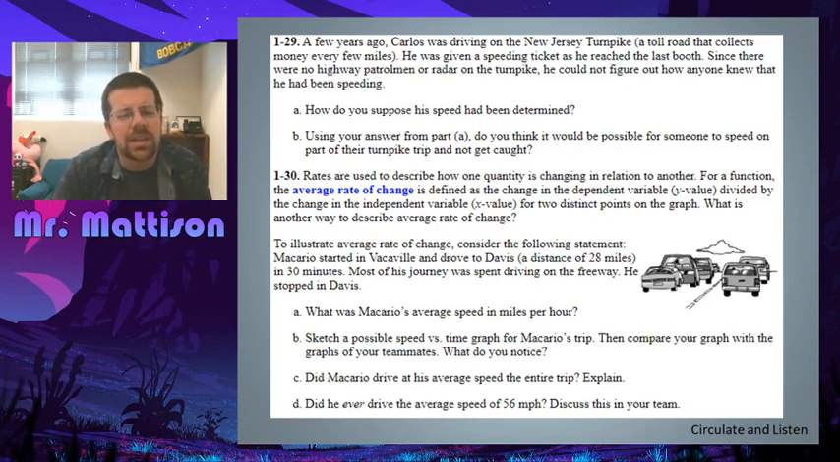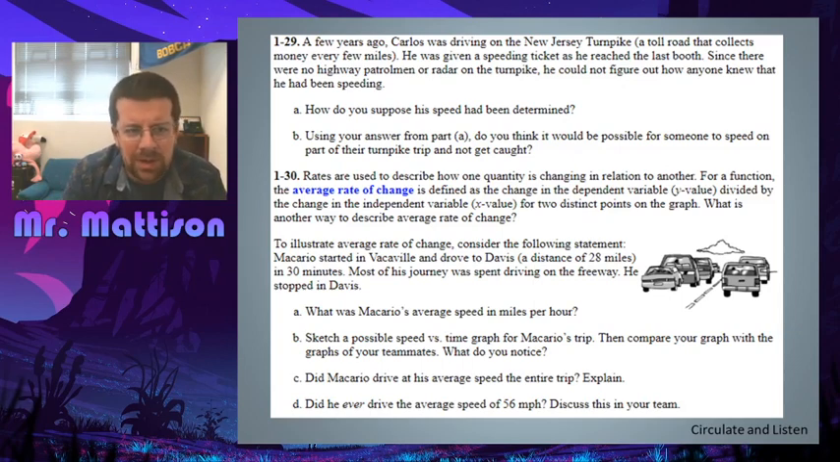So in 30 minutes, we're going to be traveling a distance of 28 miles, right? So that's our time spent on the freeway. What was our average speed in miles per hour? If we traveled 28 miles in half an hour, what's our miles per hour? It's going to be double that, right? So we're going to be at 56 miles per hour as our average speed there.